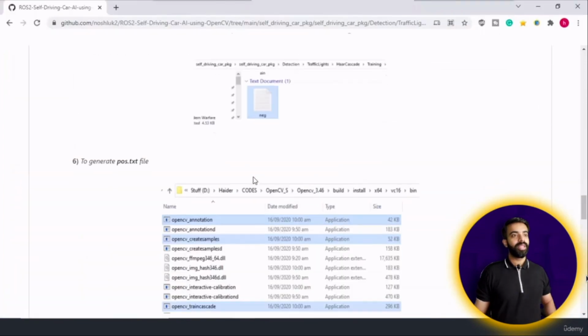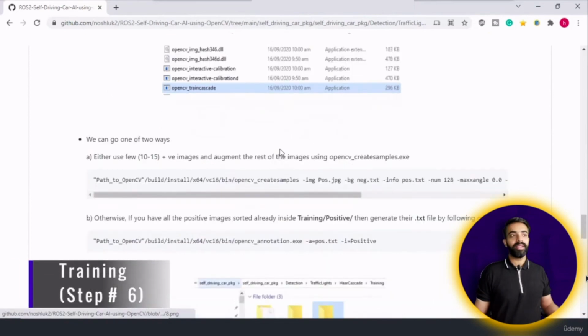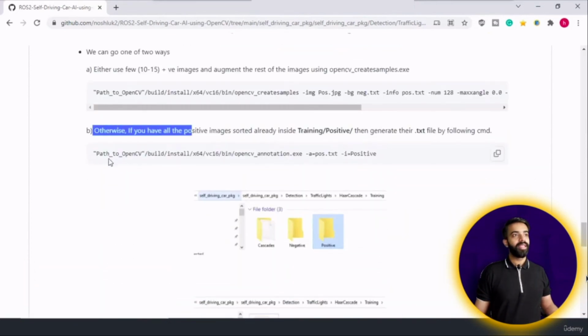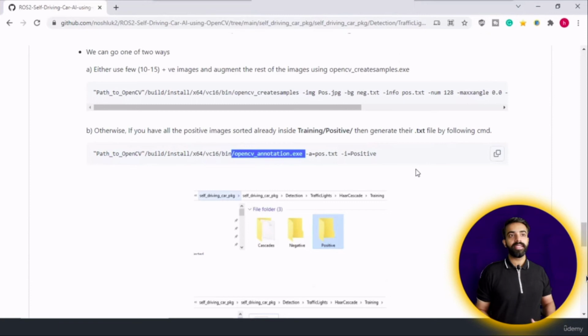So let's look at the repo. What is the next step that our Windows train.bat is executing? The next step is to generate the positive.txt file. And how it will be done, we can look at this part B. If you have all the positive images sorted already inside the training positive directory, then generate the .txt file by executing opencv_annotation.exe and provide the location of the positive.txt file where you want to store the text file, and then provide the location of the positive directory, which is capital P, Positive.